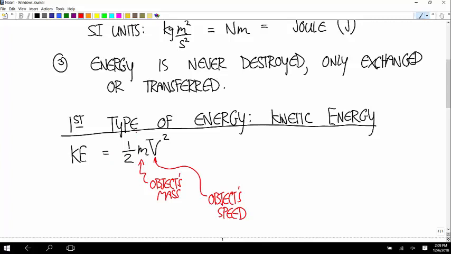If instead of having speed, you have velocity, because we deal with velocity a lot, you can also write the same thing this way: 1/2 times the mass times the quantity x component squared of the velocity plus y component squared of the velocity.